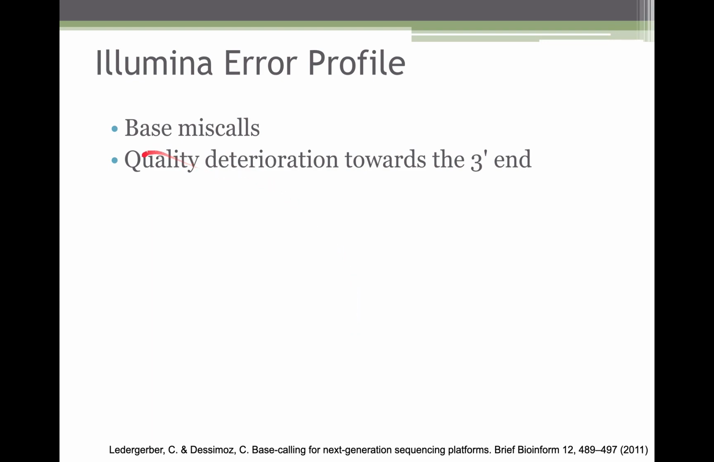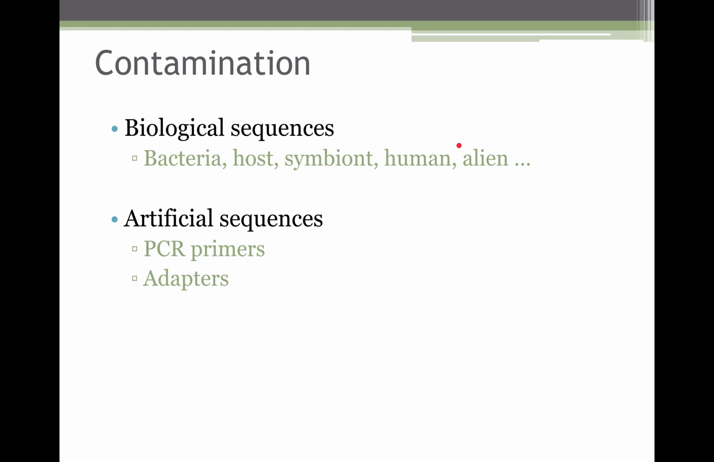A typical error profile will be that you will have bases that are miscalled, and normally quality starts to go down towards the 3' end of the read. You may also have genuine contamination in the data, because during handling of the samples you may have some actual biological contamination, and sometimes you may have PCR primers and adapters going into your actual DNA fragment sequencing. So it's good to be aware of those, and when we do data cleaning, we look for all these common types of errors that we expect in the data.